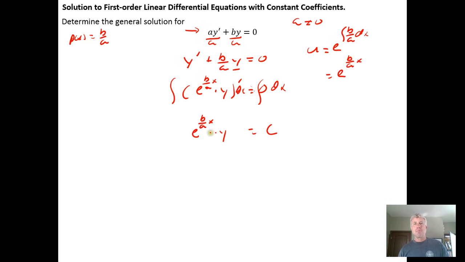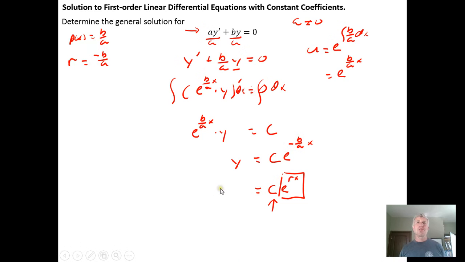And then we can multiply both sides by the reciprocal of e to the b over a x, and we wind up getting a solution that looks like a constant of integration times e to the negative b over a x. And the negative b over a is just a constant. It's just some real number. So we can give it a name. We can say let r be negative b over a. And if we did that, then our solution would look like c times e to the r x, where c is just a constant of integration. And the big idea is that solutions will have the form e to the r x.